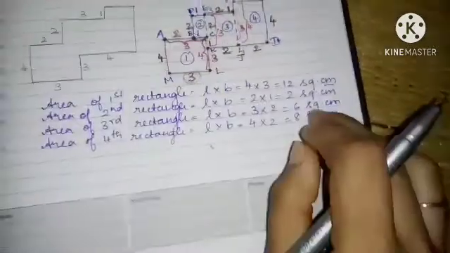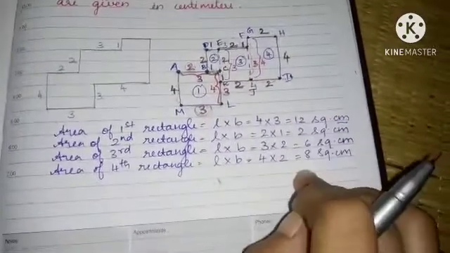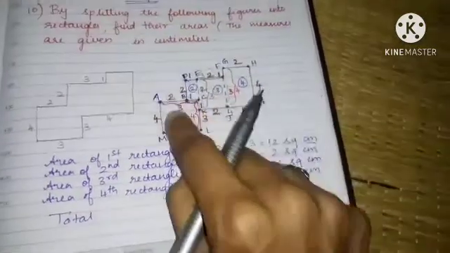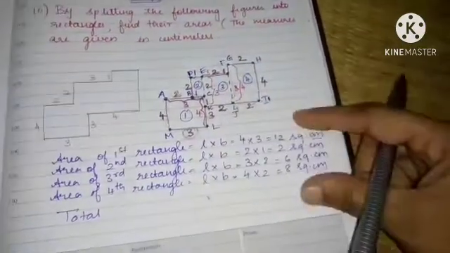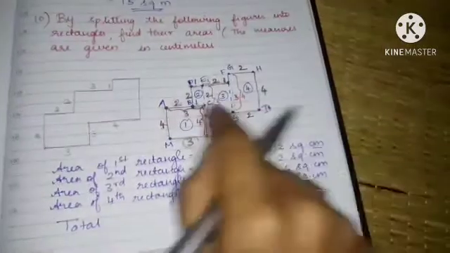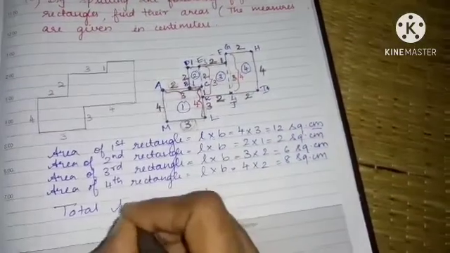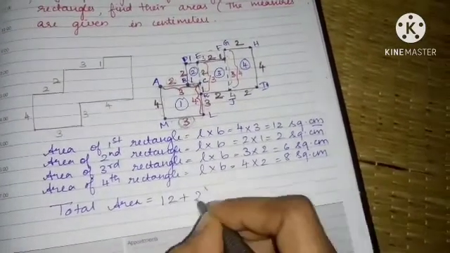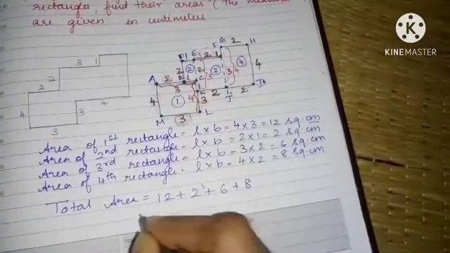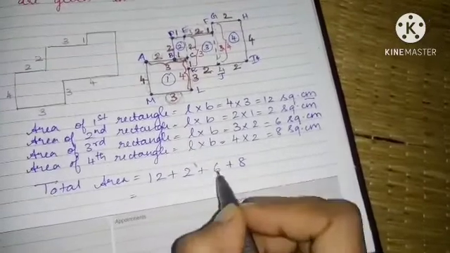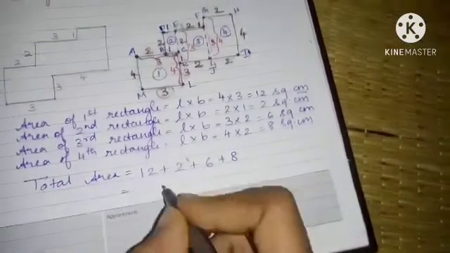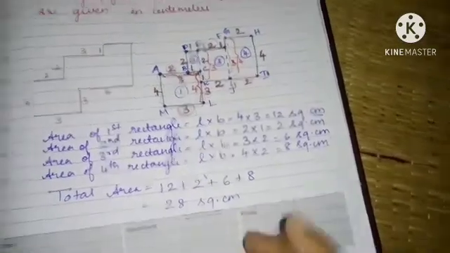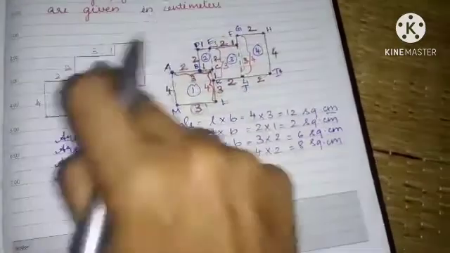So I have found the area of all the 4 rectangles. Now what is the total area? Because we should not stop with what we have found. We should add all the 4. Only then we will get the total area of this figure. Total area is equal to 12 plus 2 plus 6 plus 8. 12 plus 2, 14. 14 plus 6, 20. 20 plus 8, 28 square centimeter. So this is the total area of this big figure.